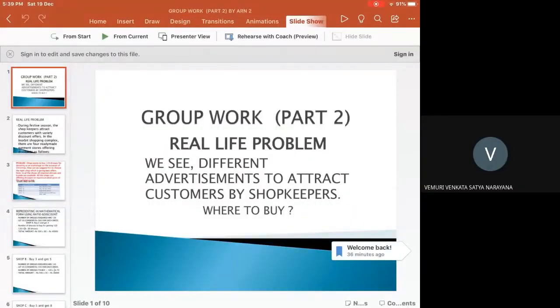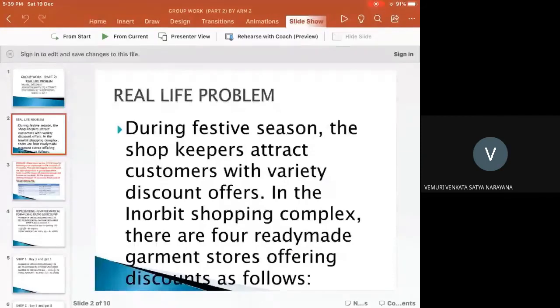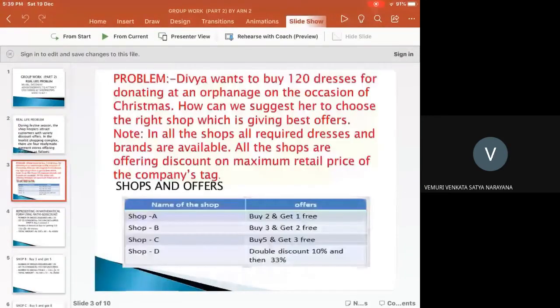Okay. Sir, I have taken a real life problem. We see different advertisements by shopkeepers to attract customers. So customers are confused about where to buy. During the festive season, the shopkeepers attract customers with a variety of discount offers. In the Inorbit Mall shopping complex, there are 4 ready-made garment stores offering different discounts as follows. Problem. Divya wants to buy 120 dresses for donating at an orphanage on the occasion of Christmas.